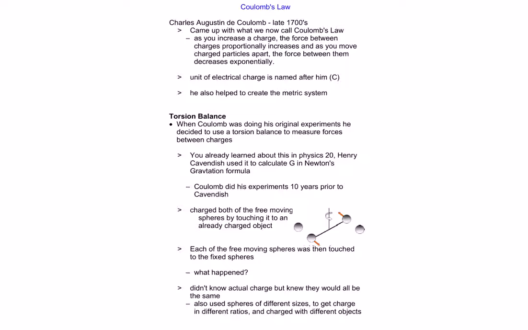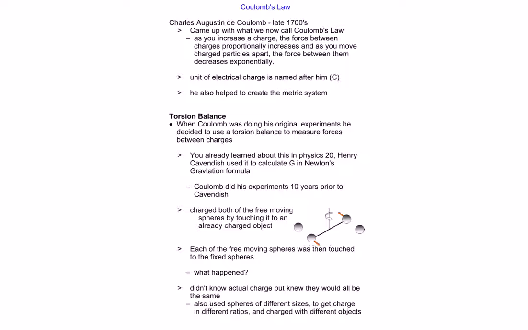So he did a bunch of experiments, but for all of his work, we've honored him by calling the unit of charge a coulomb. So if we're trying to explain how much charge is on an object, we could say it has 3 millicoulombs of charge or whatever. Another thing he was famous for is that he was one of the key people involved in creating the metric system, which is an interesting side note.